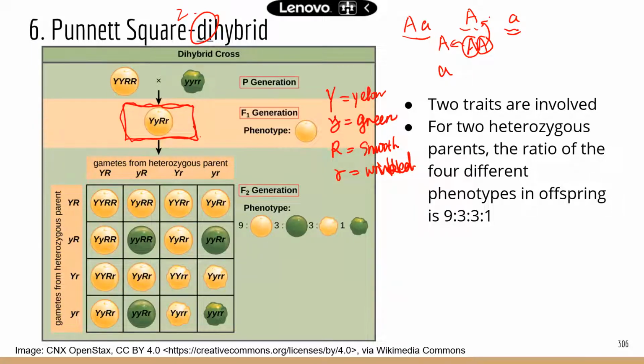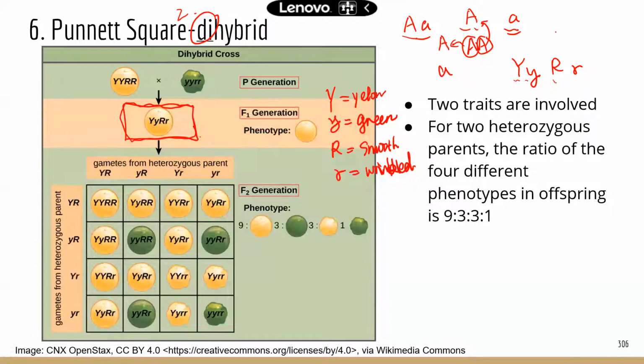But what happens when you have two traits, when you have 4 letters at the same time? So this is how you can figure it out. So let's write it down. Both parents are big Y, little y, big R, little r. Now you just need to figure out all the combinations between the 2 alleles of the 2 genes. That might be kind of hard to understand, but let me show you how to do it.